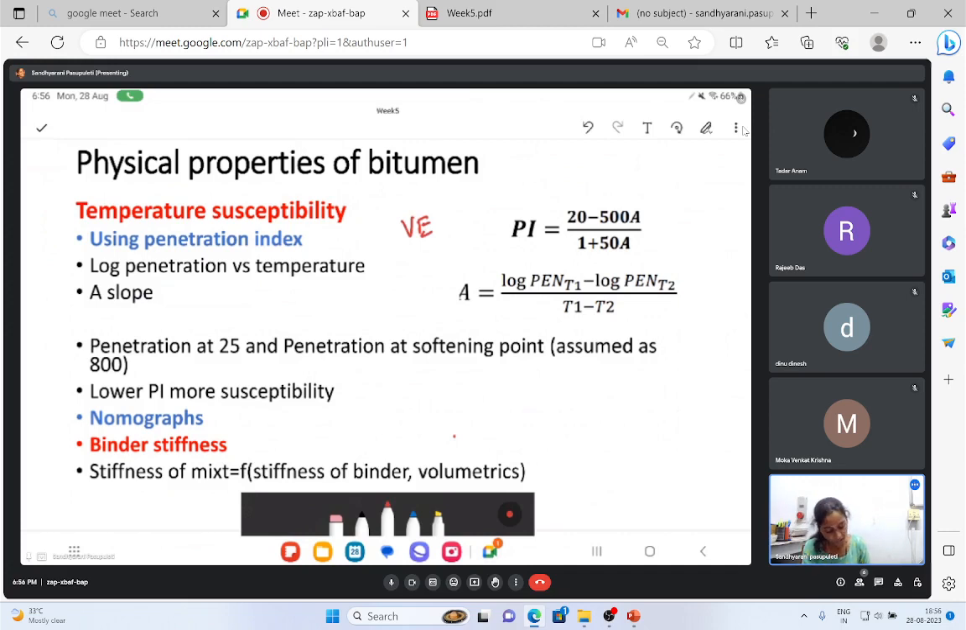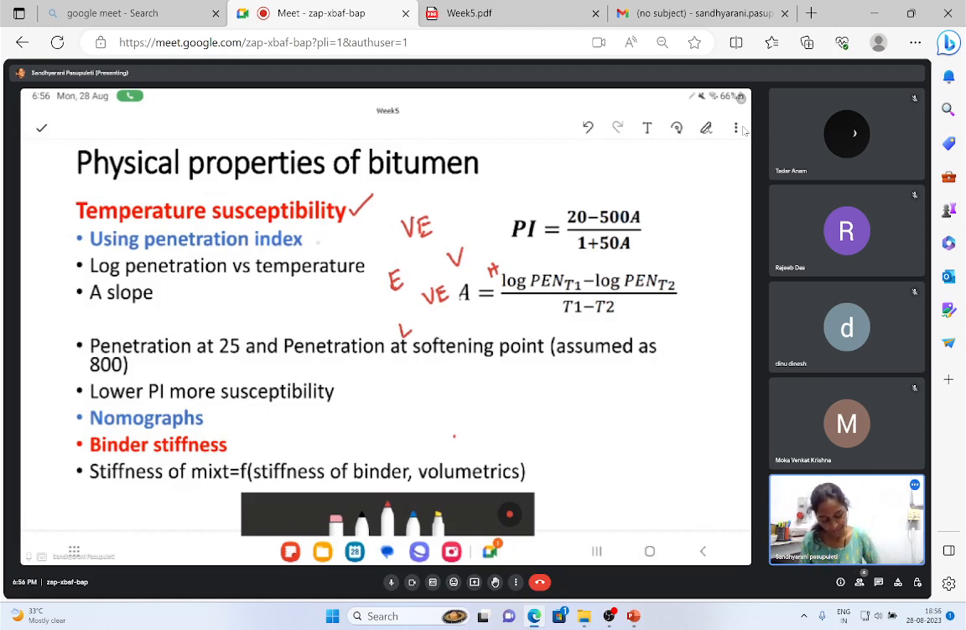It is both. At lower temperatures, it is very stiff, that means it is like elastic, and at higher temperatures, it is like a viscous fluid. But at intermediate temperatures, it is viscoelastic. It has both properties. So it has a range from lower temperature to higher temperature, and the susceptibility is very important to understand. So is there any basic test or combination of physical properties using which we can understand this susceptibility?